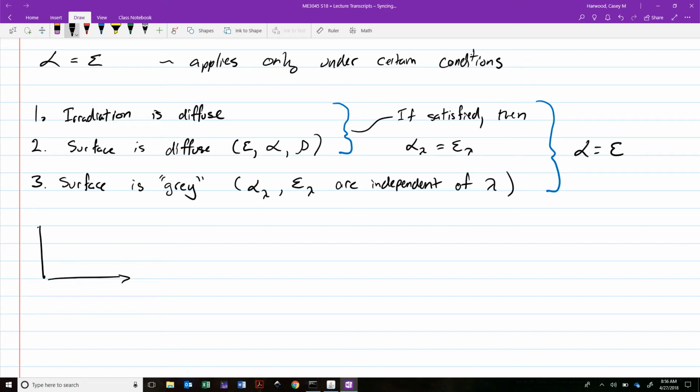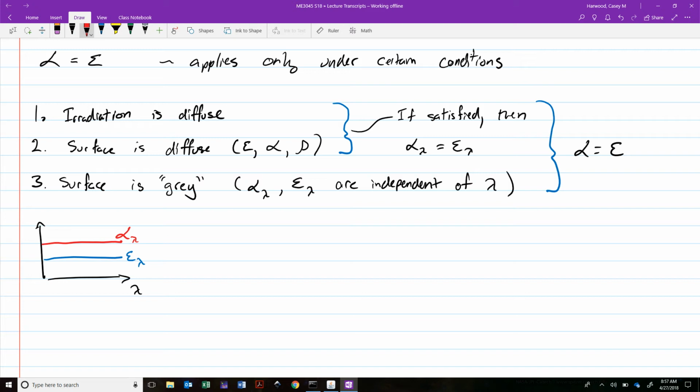So, a couple of quick little comprehension checks here. Let's say we've got spectral emissivities and absorptivities as a function of lambda that look like this. Does this satisfy points 1, 2, and 3? Just hands up for yes. Hands up for no.